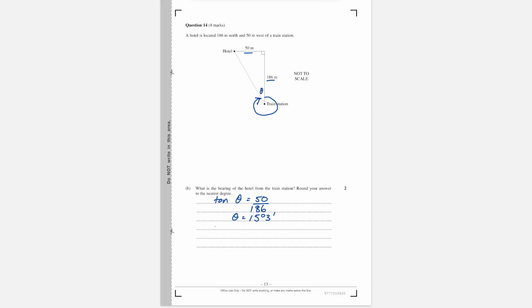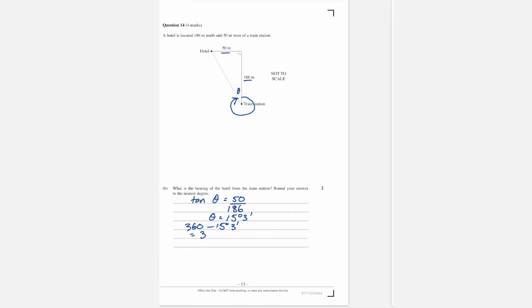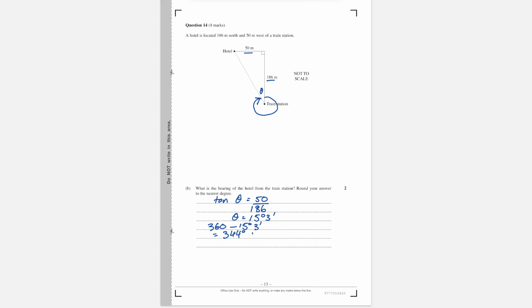So now to find out our big angle there, it's going to be 360 minus 15 degrees, 3 minutes, which is going to be 344.57, which is approximately 345 degrees. Great.